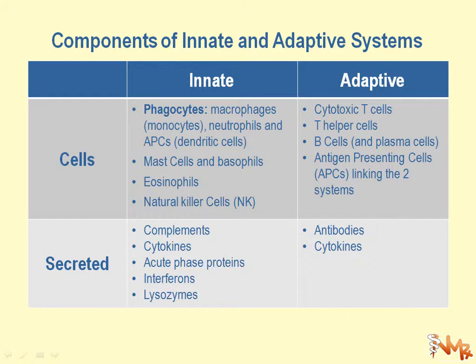Then we have secretory products of innate and adaptive system. For the innate system, these mainly include complements, cytokines, acute phase proteins, interferons, and lysozyme. For adaptive system, these are antibodies and cytokines.